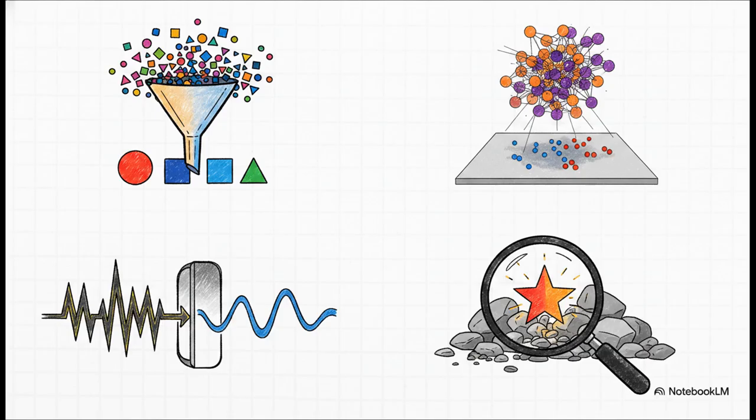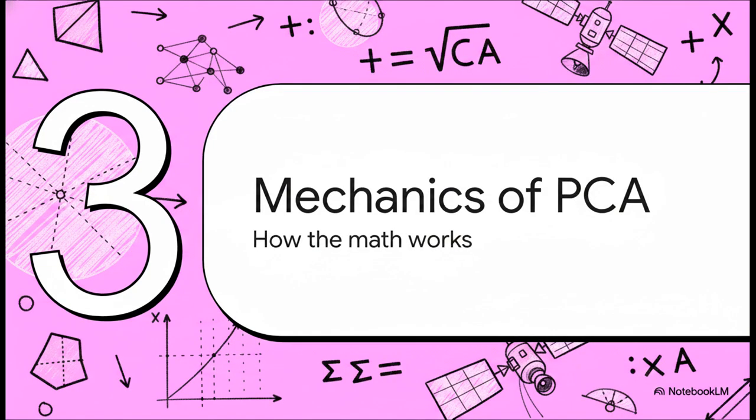Third, noise reduction. Components that explain very little variance are usually just system noise, so we can happily toss them out. And finally, feature extraction, which is absolutely critical for things like space weather studies, fault detection, and prepping data for machine learning. All right, Section 3, the mechanics of PCA, how the math works.